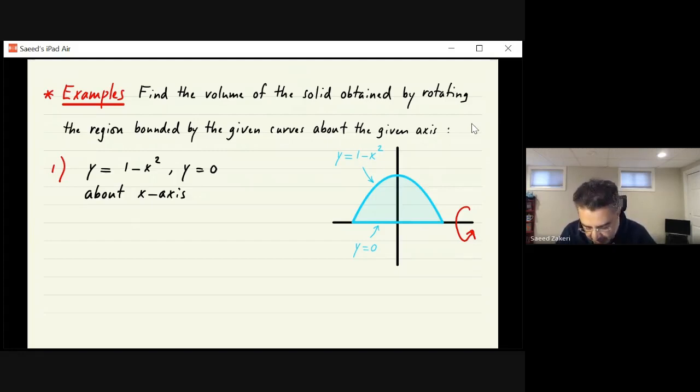This is not about your drawing skills. You can just look at the region in the plane and look at the axis of the rotation and just imagine. You don't have to draw anything. Just imagine what would happen. And since we already have the formulas, essentially it boils down to plugging in the correct stuff into the formulas that we already have. Okay, so I'm going to show you a bunch of examples.